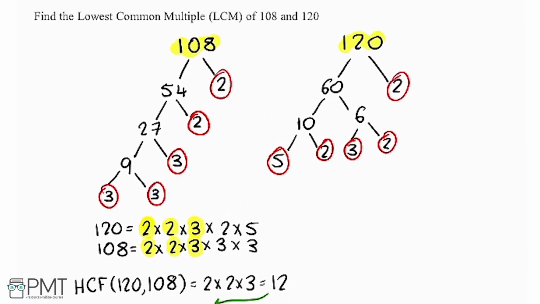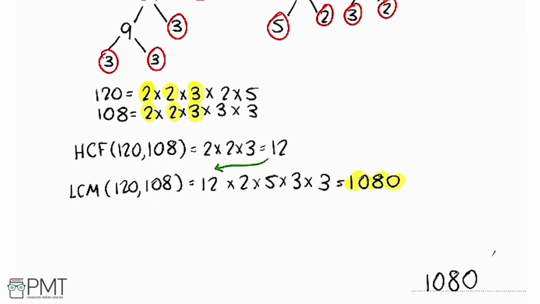This question is worth 3 marks. We get 1 mark for correctly finding the prime factors of 108, so doing this tree is perfect. We get 1 mark here. We get the same for doing it for 120. Then we get a third and final mark for using that information to get down to 1080 as the lowest common multiple.